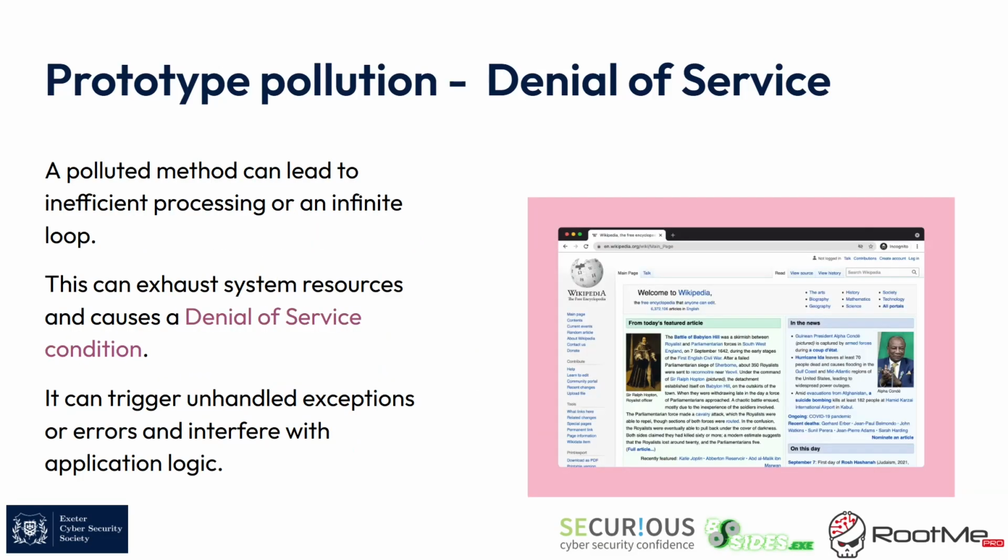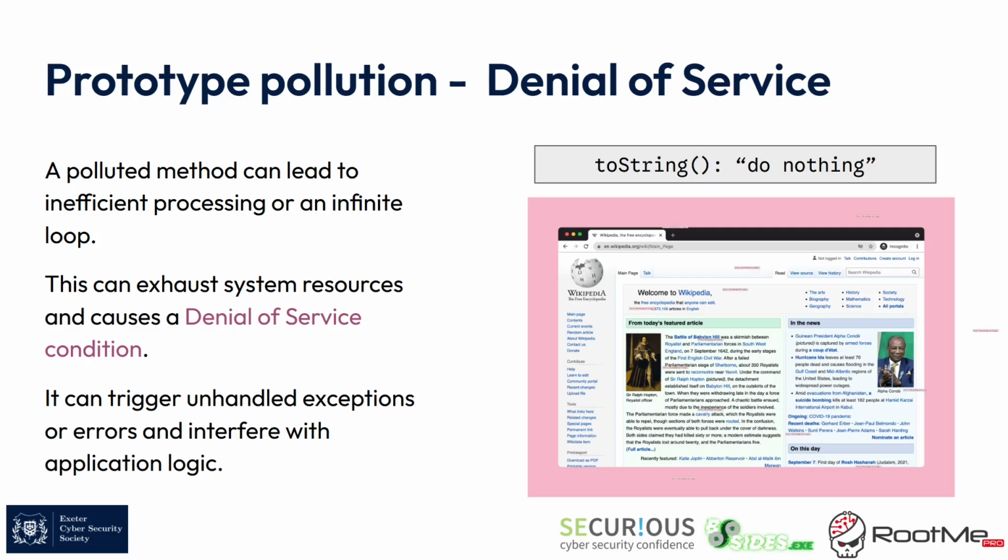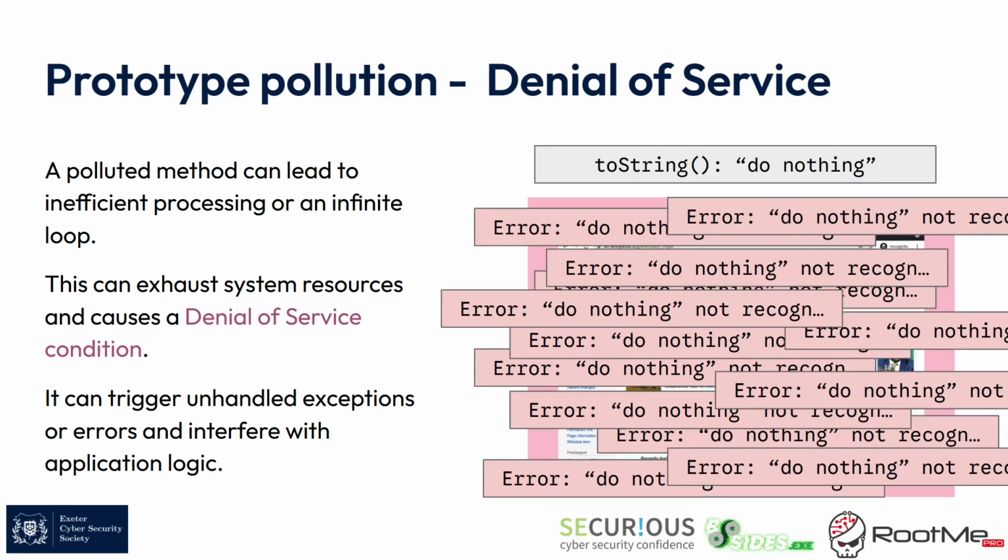So a polluted method can lead to inefficient processing or an infinite loop, and this can cause the application to exhaust system resources and cause a denial of service condition. It can trigger unhandled exceptions or errors or interfere with application logic. I don't know why I repeated that twice.